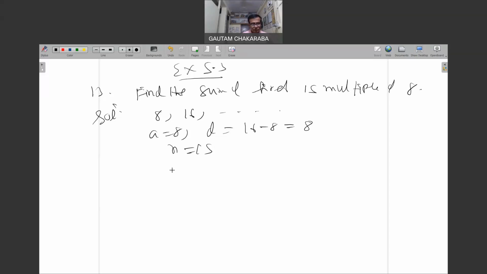Now the sum S15 is equal to the formula you know, n by 2 into 2a plus n minus 1, that is 15 minus 1, into d, where d is 8. Now after that you solve this question.